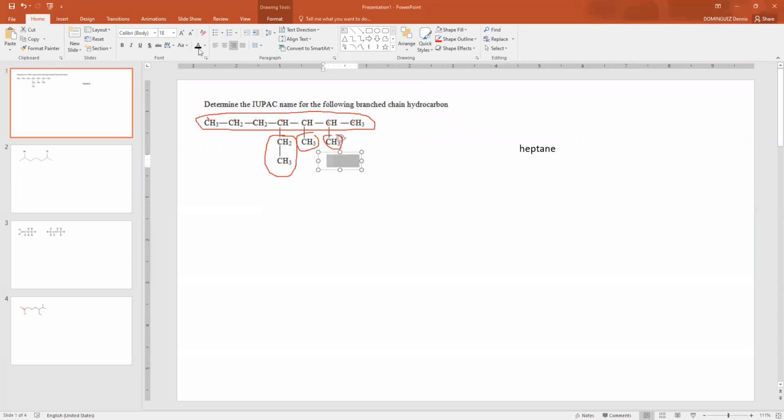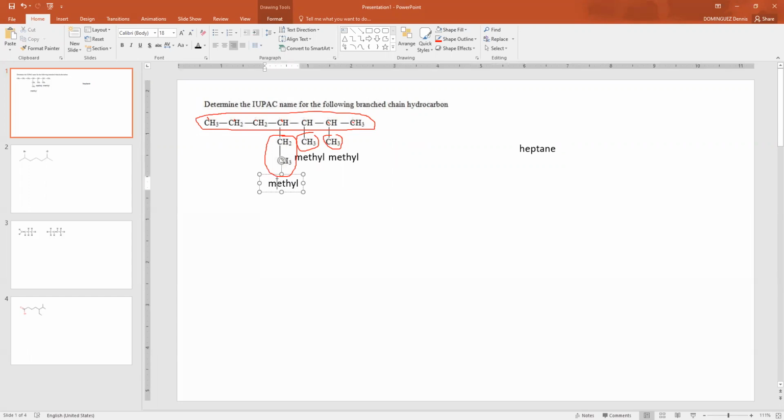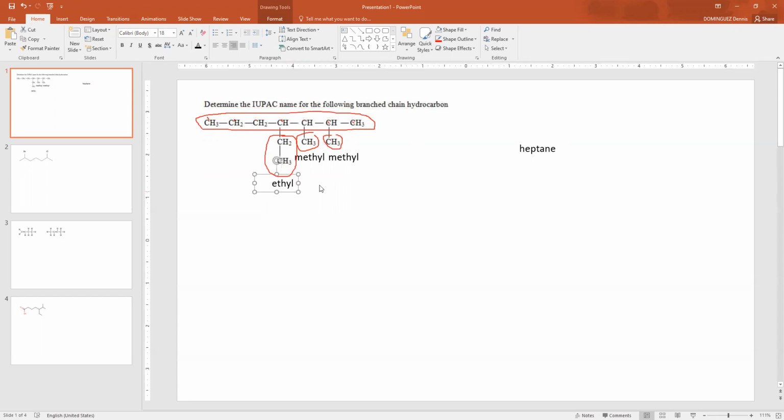First we have methyl. CH3 is methyl, from methane, CH4. You take one hydrogen out from that, and you change the ANE to YL, which is methyl. Another methyl in this part. And then we have a 2-carbon alkyl, which is ethyl. So methyl, ethyl. Ethyl is 2 carbons. Now, we will name the substituents according to alphabetical order.